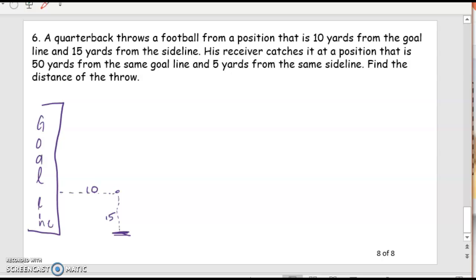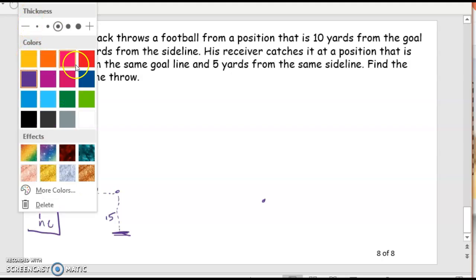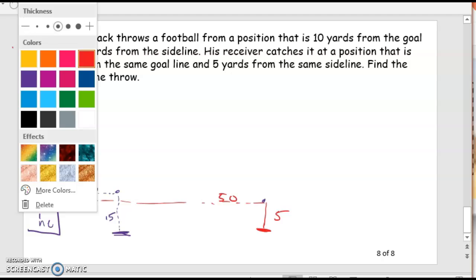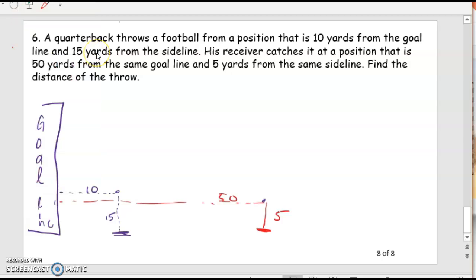Well, his receiver is catching a ball and he's 50 yards from the same goal line. So I'm going to use a different color to help us out. His receiver is 50 yards, and he is 5 yards from the sideline. So we have both of them out in the playing field, and we have to do some subtracting to identify. So this is actually a throwback. You get it? Throws a football, a throwback.